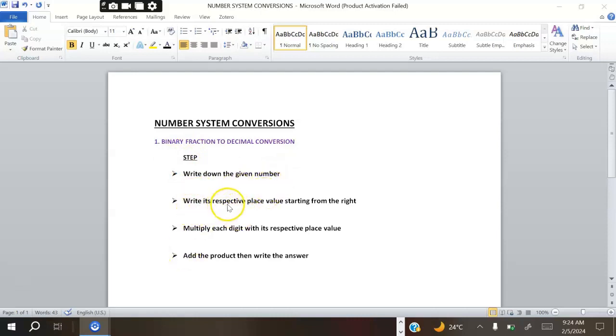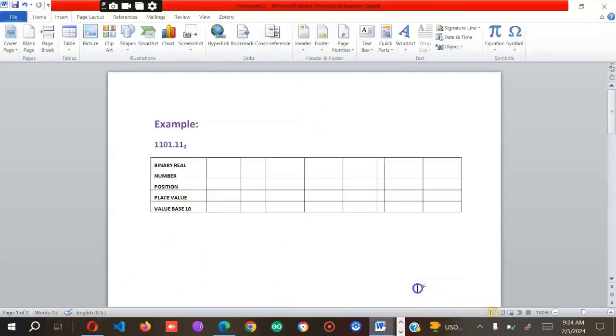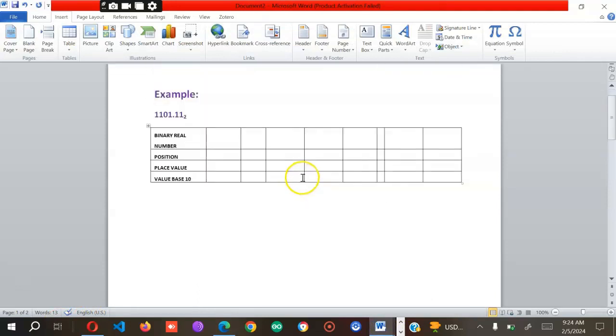Two, you write its respective place value starting from the right. You multiply each digit with its respective place. And lastly, you add the fraction. Okay, let's dive direct into the example that we have.